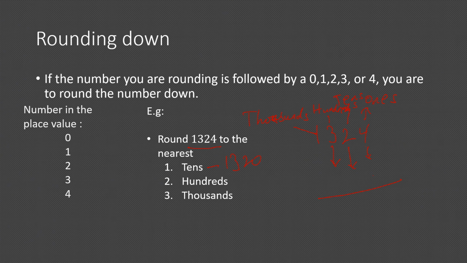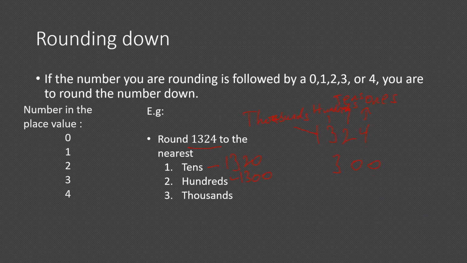The next question is to round 1,324 to the nearest hundreds. So you go to the place value of hundreds, which is 3. Then we go to the number that follows it, which is 2. Again, 2 is inside the range where we round down. So we keep the number 3, and we turn 2 and 4 into 0, because the numbers that follow have to turn into 0. And we keep 1 because it's before. So this will turn into 1,300.